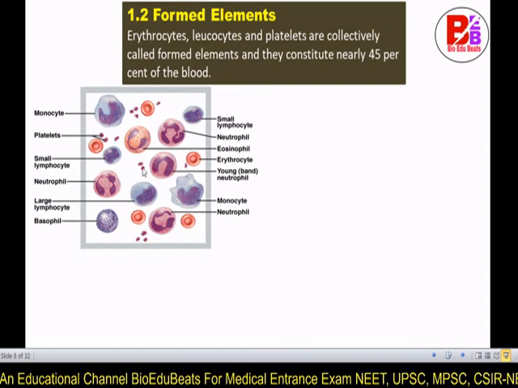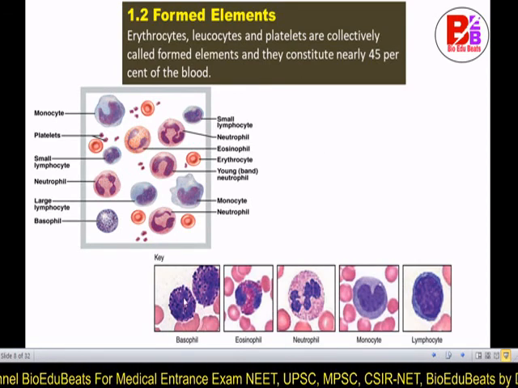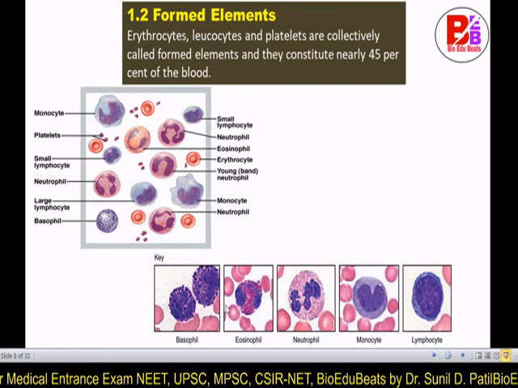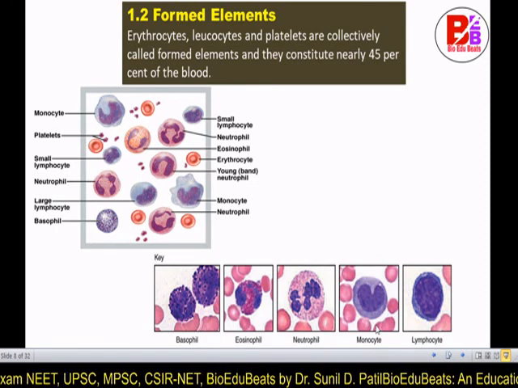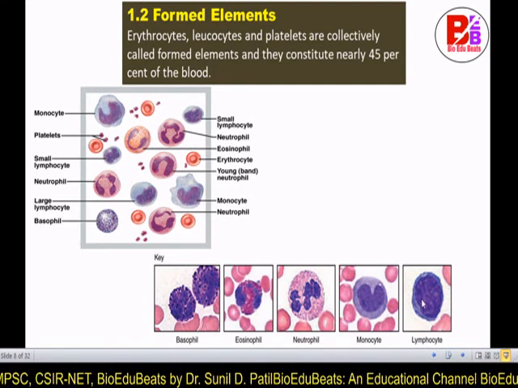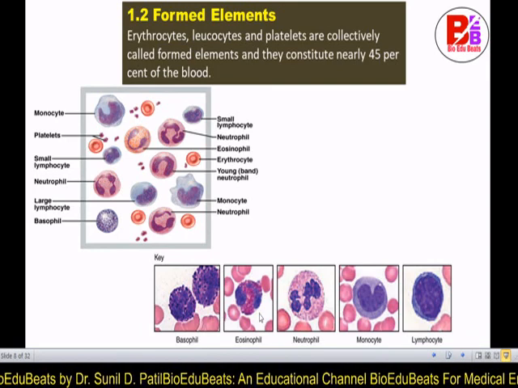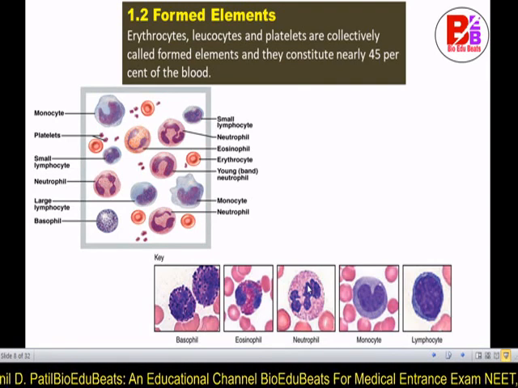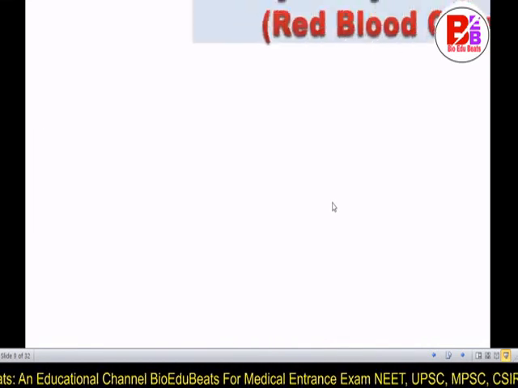So these are different cells or different form elements in the blood. You can see the WBCs: basophil, eosinophil, neutrophil. These are called the granulocytes. Their cytoplasm consists of granular structure, while in the monocyte and lymphocyte the cytoplasm is clear without granules, so they are called the agranulocytes. So granulocytes, these three: basophil, eosinophil, neutrophil. Neutrophils are the most numerous in the WBCs of agranulocyte.